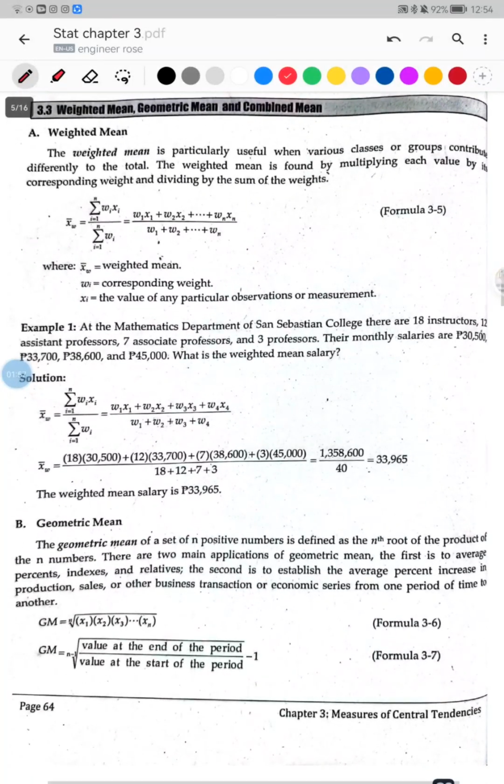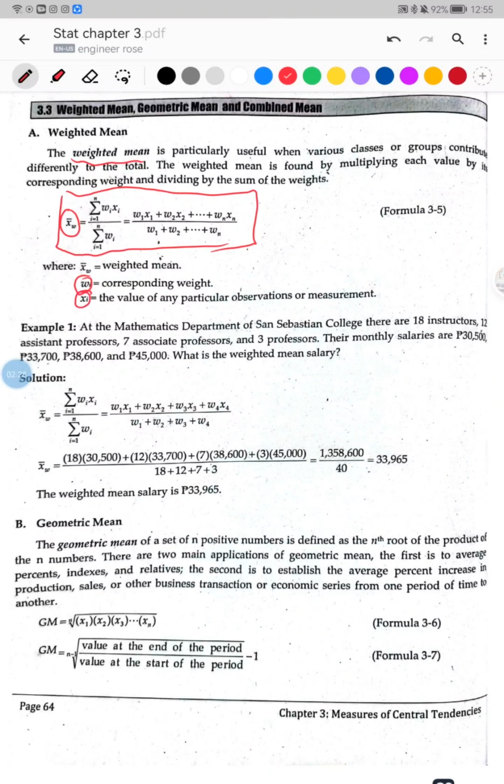The weighted mean is particularly used for various classes of group distribution to calculate the total. This is its formula. It is still x bar, but with W, the weighted mean. w is the corresponding weight, and x sub i is the value of a particular observation or measurement, summed from i equals 1 to n.